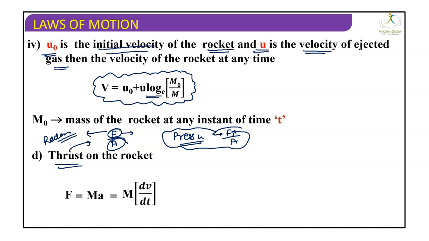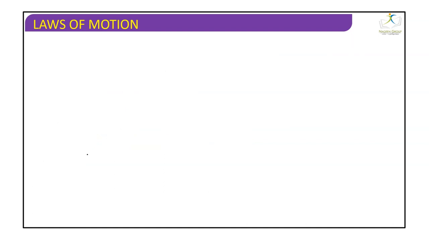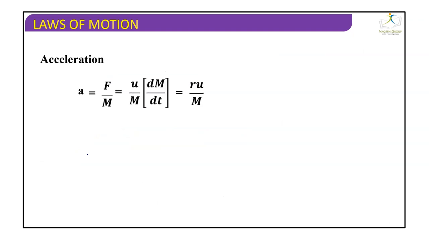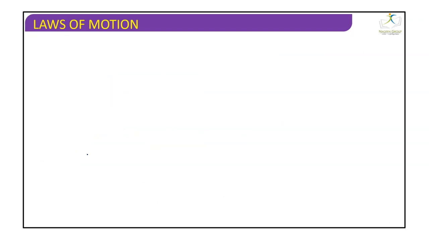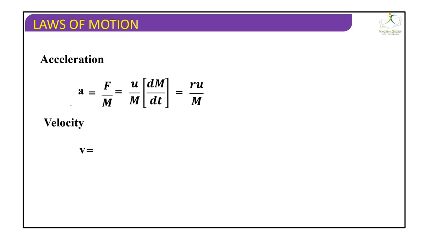So F is equal to ma. In the place of a, dv by dt we can easily put. Now in the case of dv by dt, we can write in the place of dv, u dm by dt. Finally the value comes Ru. According to acceleration, we know that a is equal to F by m. Force is equal to mass into acceleration.